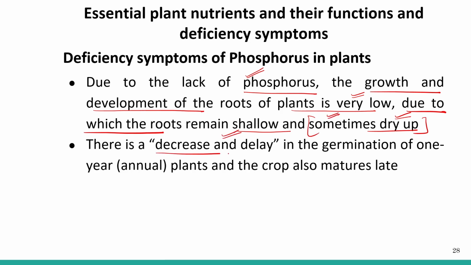There is a decrease and delay in the germination of one-year annual plants, and the crop also matures late. This decrease and delay is due to the deficiency of which of the following elements? The answer is phosphorus. This is very important from the examination point of view.